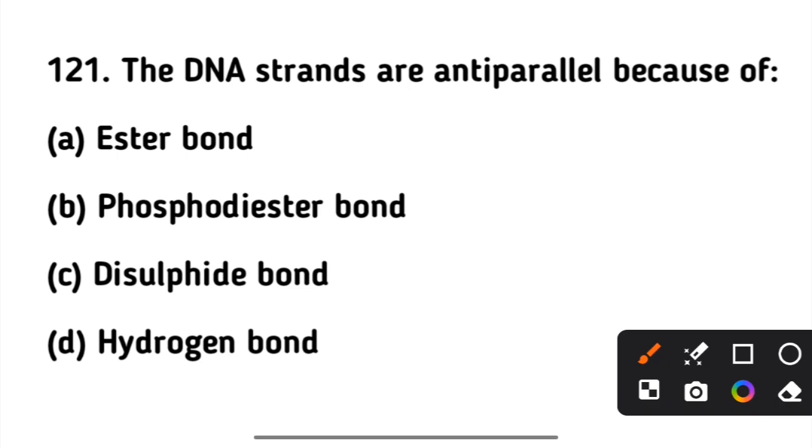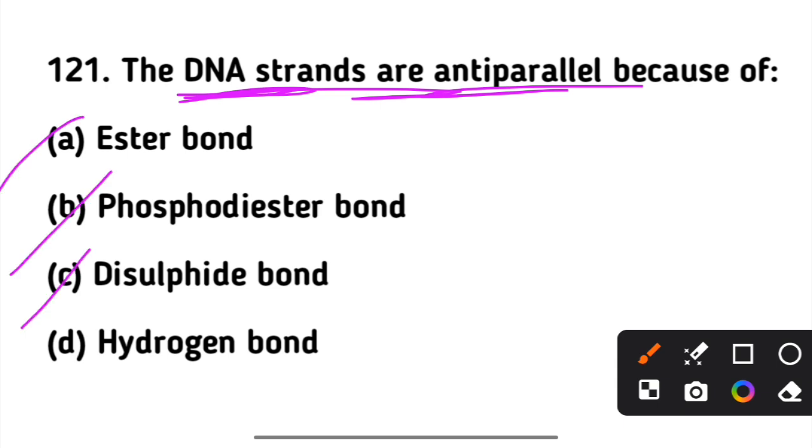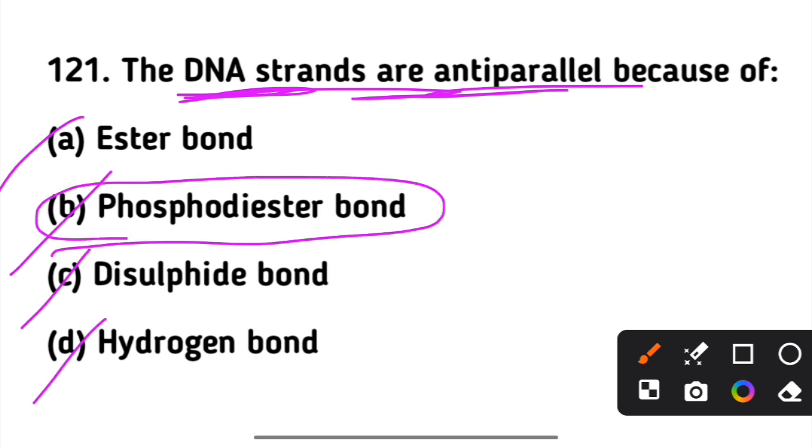Next, the DNA strands are antiparallel because of ester bond, phosphodiester bond, disulfide bond, hydrogen bond. Option B is correct, phosphodiester bond. The DNA strands are antiparallel because of phosphodiester bond.